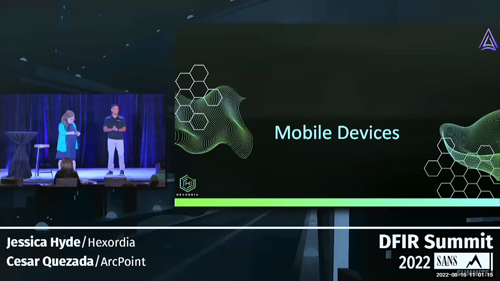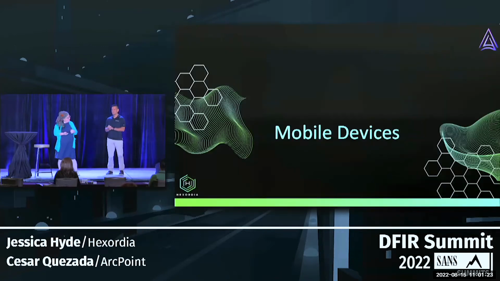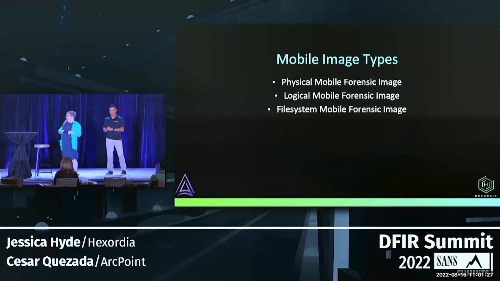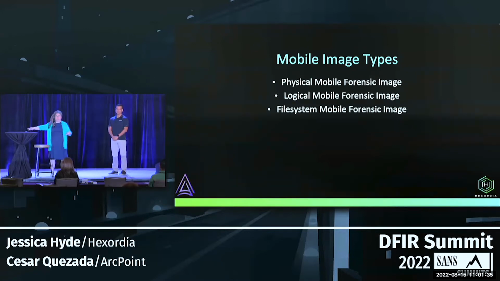All right, so now let's take a look at mobile devices, something we all love and hate, right? We love them because they give us a lot of information, but we hate them because it's information overload and sometimes they're hard to get. So when we're talking about mobile devices, we're going to talk about the difference between the different acquisitions. And the problem is the terminology is a little different than you may see in typical computer forensics.